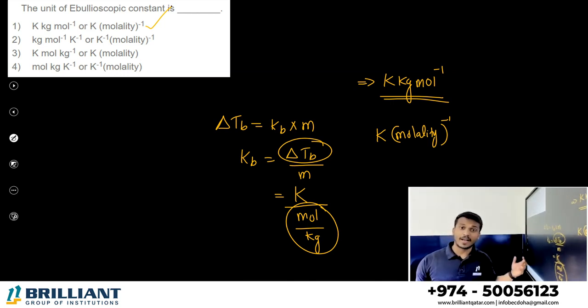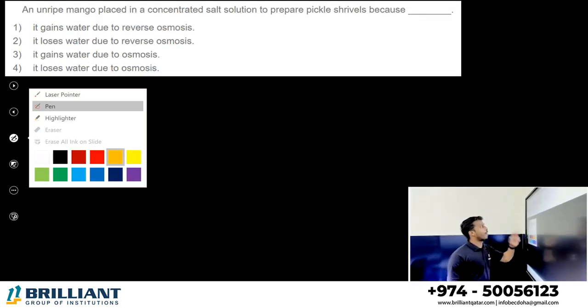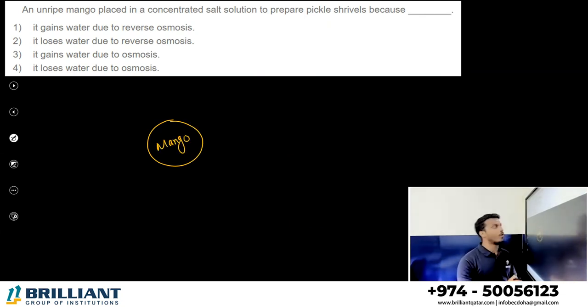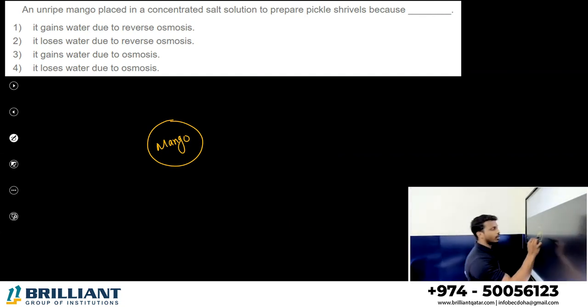Even cryoscopic constant KF is also the same thing, right? Same unit is there. Okay, Kelvin kilogram mole inverse. Next question. A unripe mango, okay? I'm taking a mango here, alright? A single unripe raw mango. It is placed in a concentrated salt solution, okay?